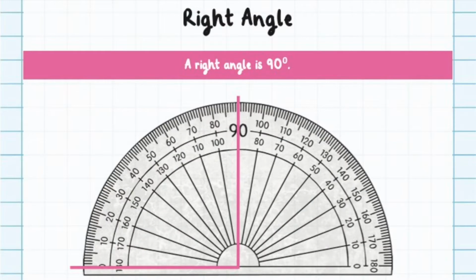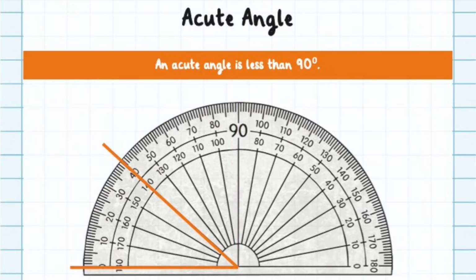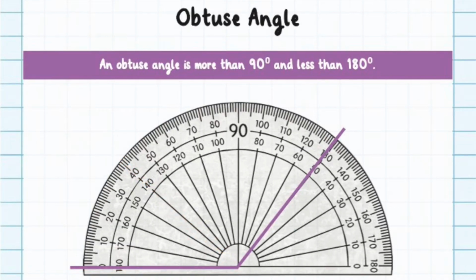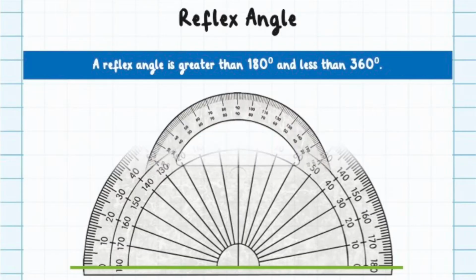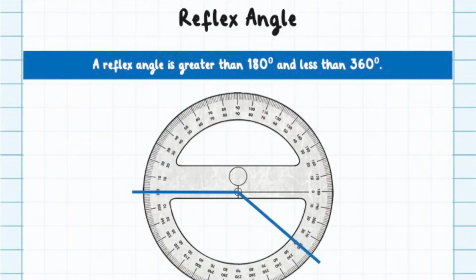For example, a right angle is 90 degrees. An acute angle is less than 90 degrees. An obtuse angle is more than 90 degrees and less than 180 degrees. A straight angle is exactly 180 degrees. A reflex angle is greater than 180 degrees and less than 360 degrees.